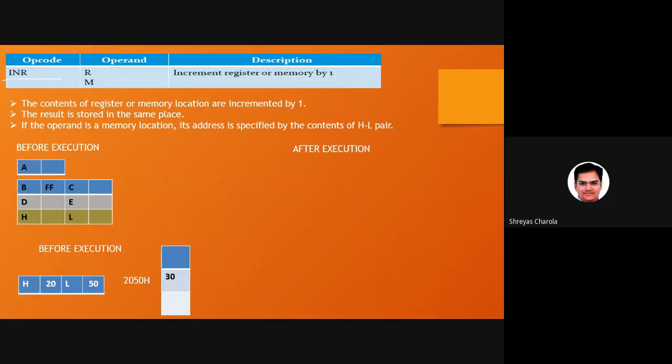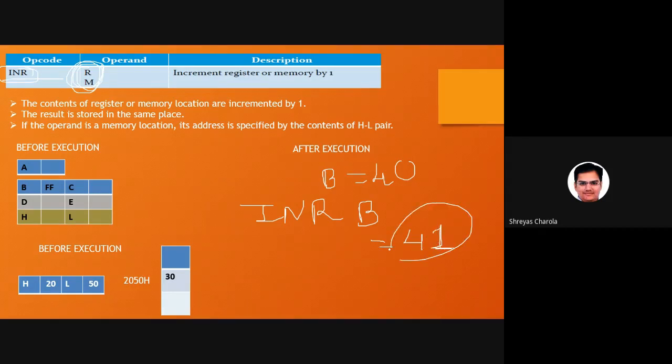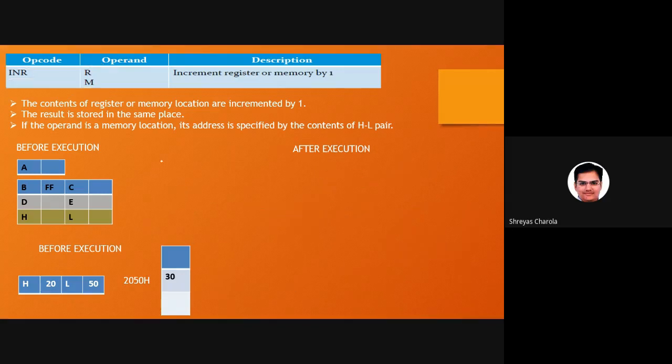Okay, now here there are two ways to increment a number. Let's suppose the B register is 40. When I write INR B, it increments the value by 1, so it will be 41. Are you getting it or not? Now, what happens if you write INR M, increment M?